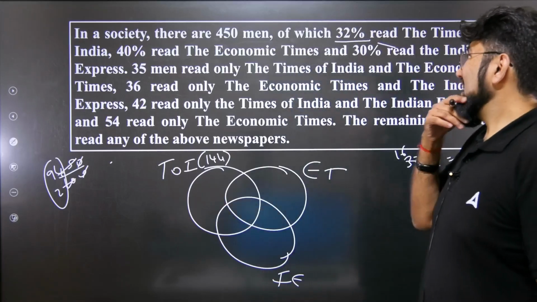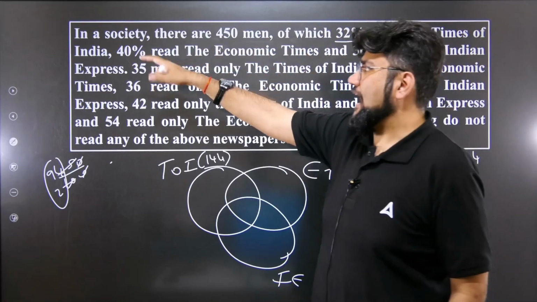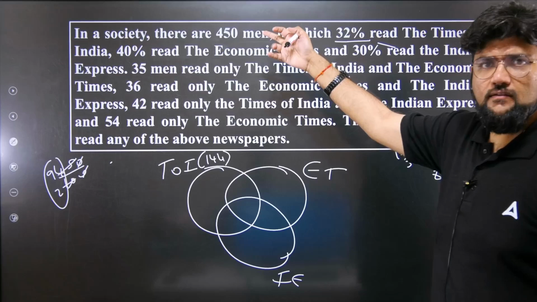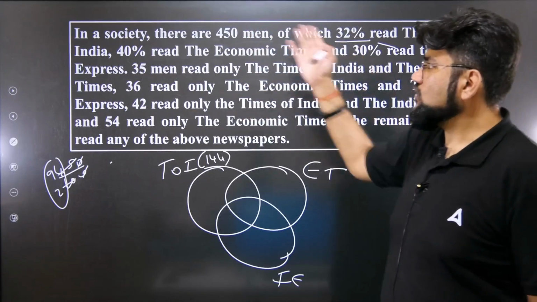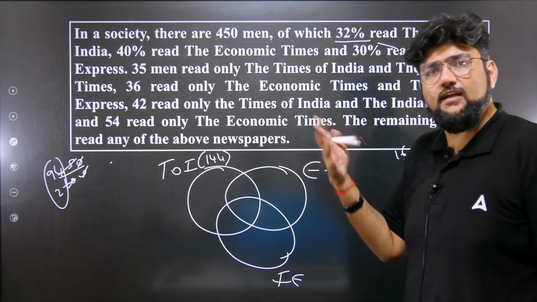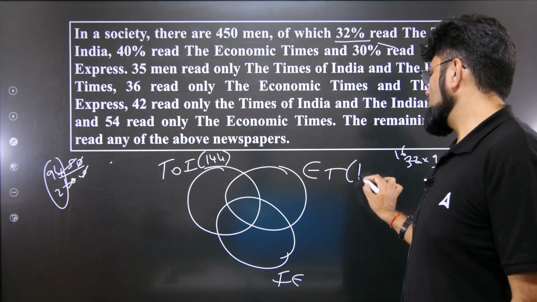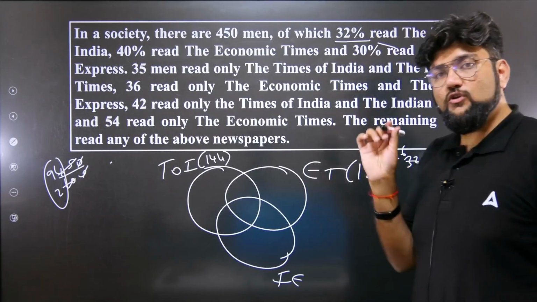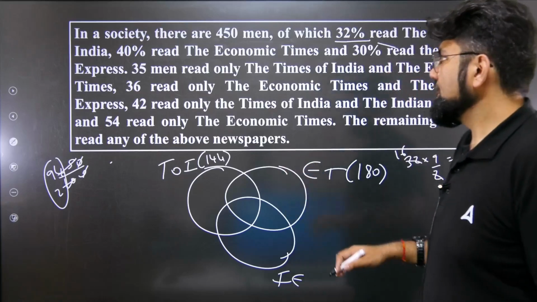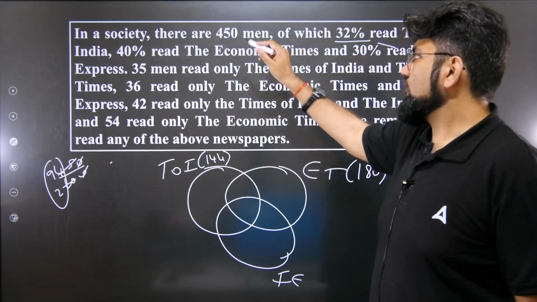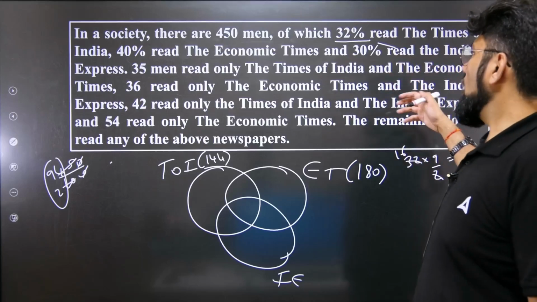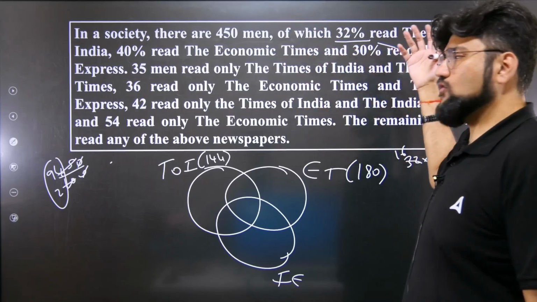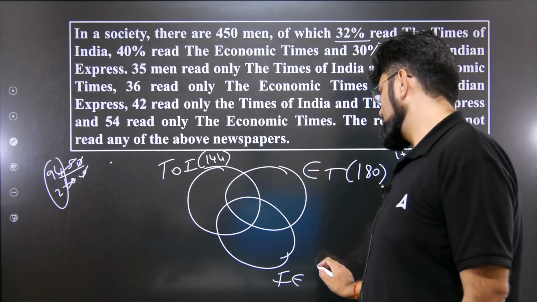Done? Now, the next is 40%. Either you can do 2 by 5 into 450, so 2 into 90, 180, or 9 by 2 into 40. One and the same thing, 20 into 9, 180. So you'll get your answer as 180. Simple. You don't even have to use your pen here. The next is 30% of 450. Again, 3 by 10 into 450, so 45 into 3. Or 9 by 2 into 30, so 15 into 9. That is 135.